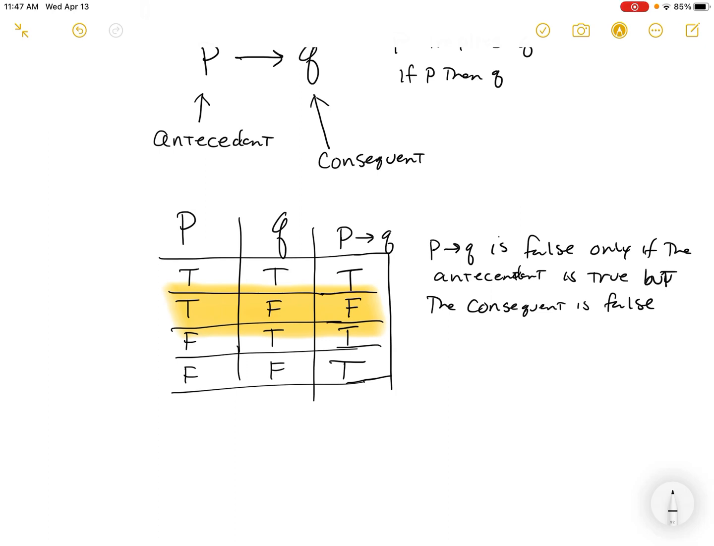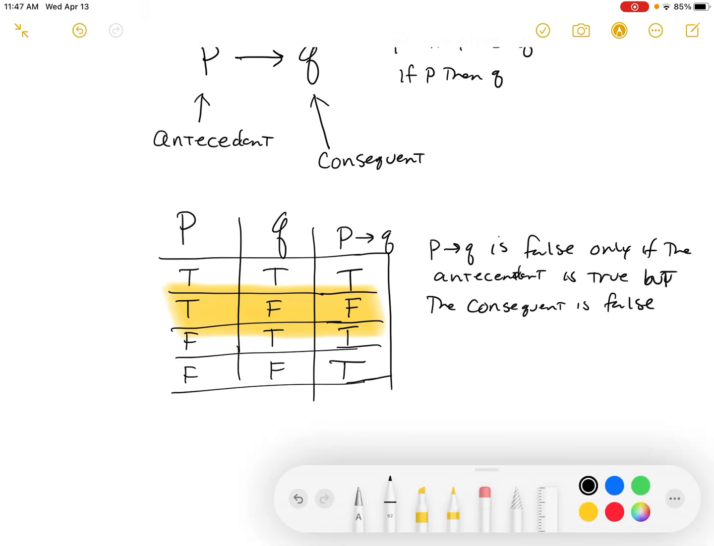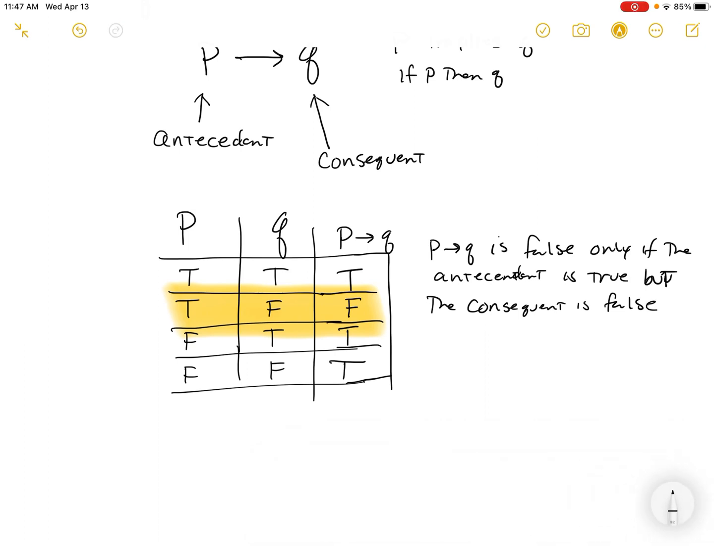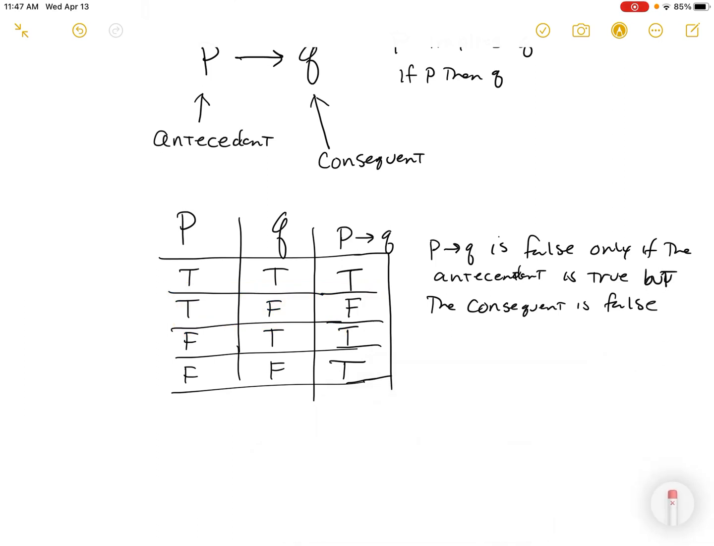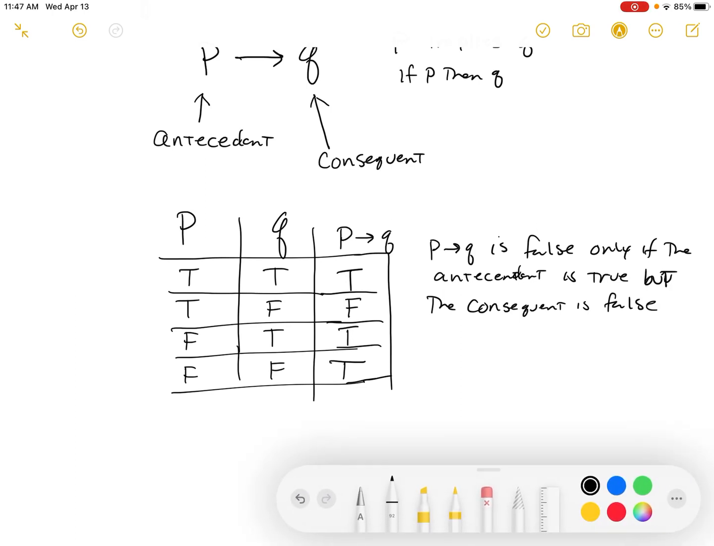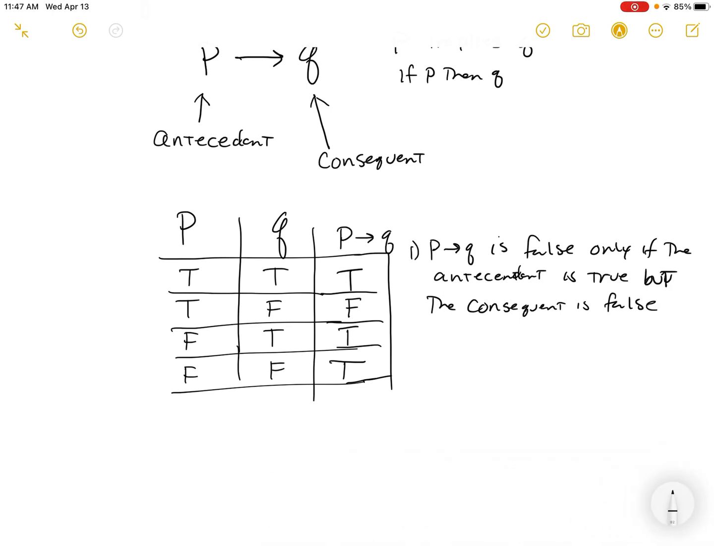Okay, so P implies Q is false only if that first thing is true, but we fail to reach the conclusion. Every other time it's true. And so these observations will help us in establishing some truth to some other arguments that are going to come later on as we evaluate arguments that are here. So that's the first thing to note.